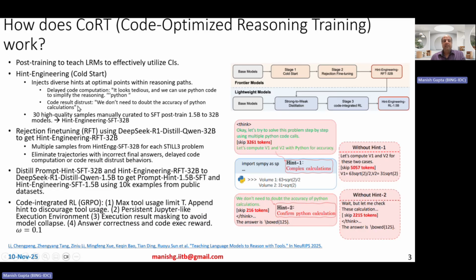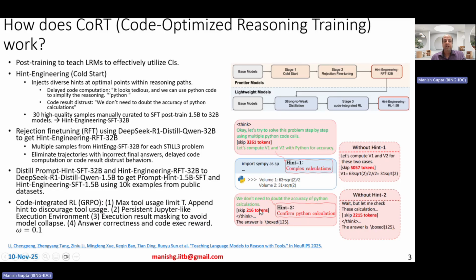The second thing is that they try to solve the code result distrust problem. After the result has been obtained, they add this nice little hint saying we don't need to doubt the accuracy of Python calculations, so as to avoid unnecessary reflection and unnecessary verification of the output generated by the coding tool.